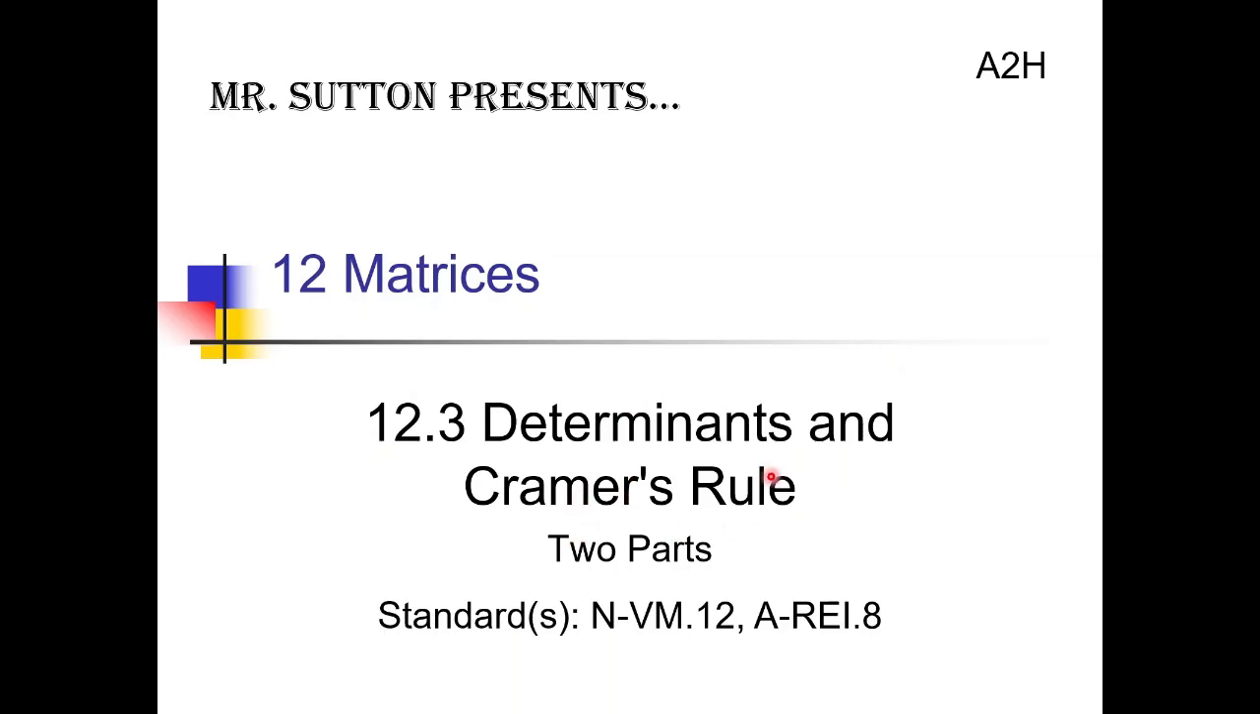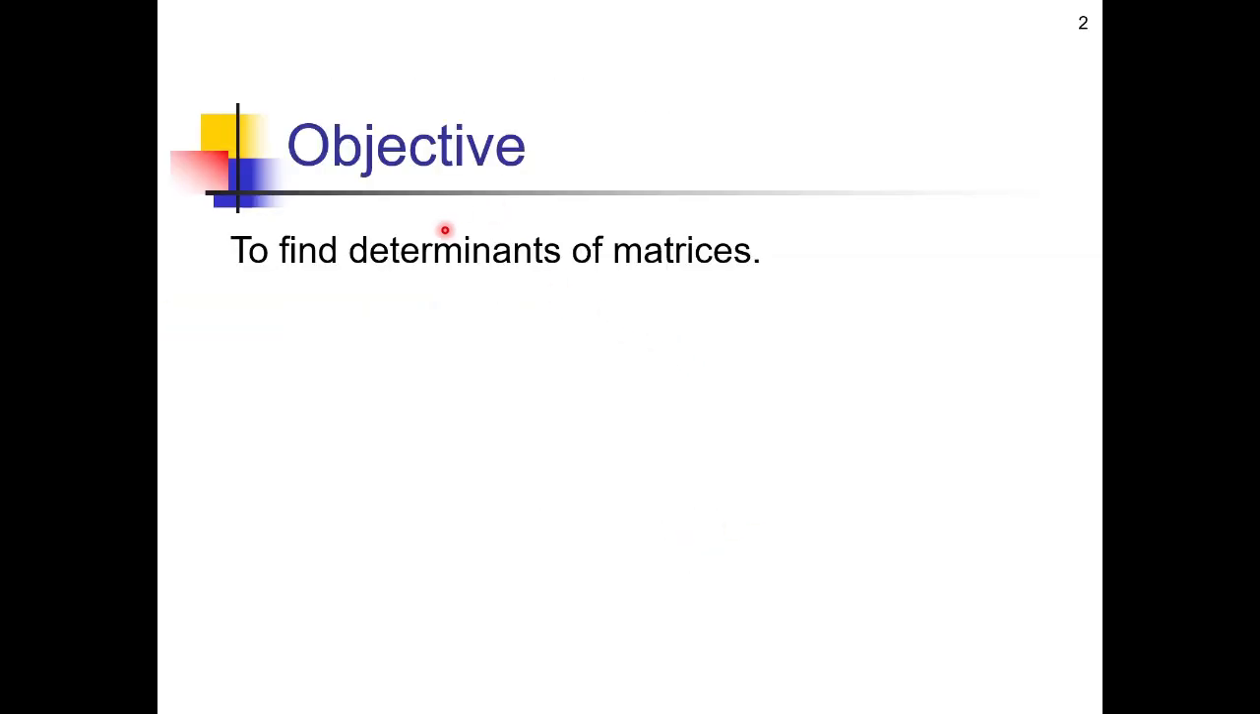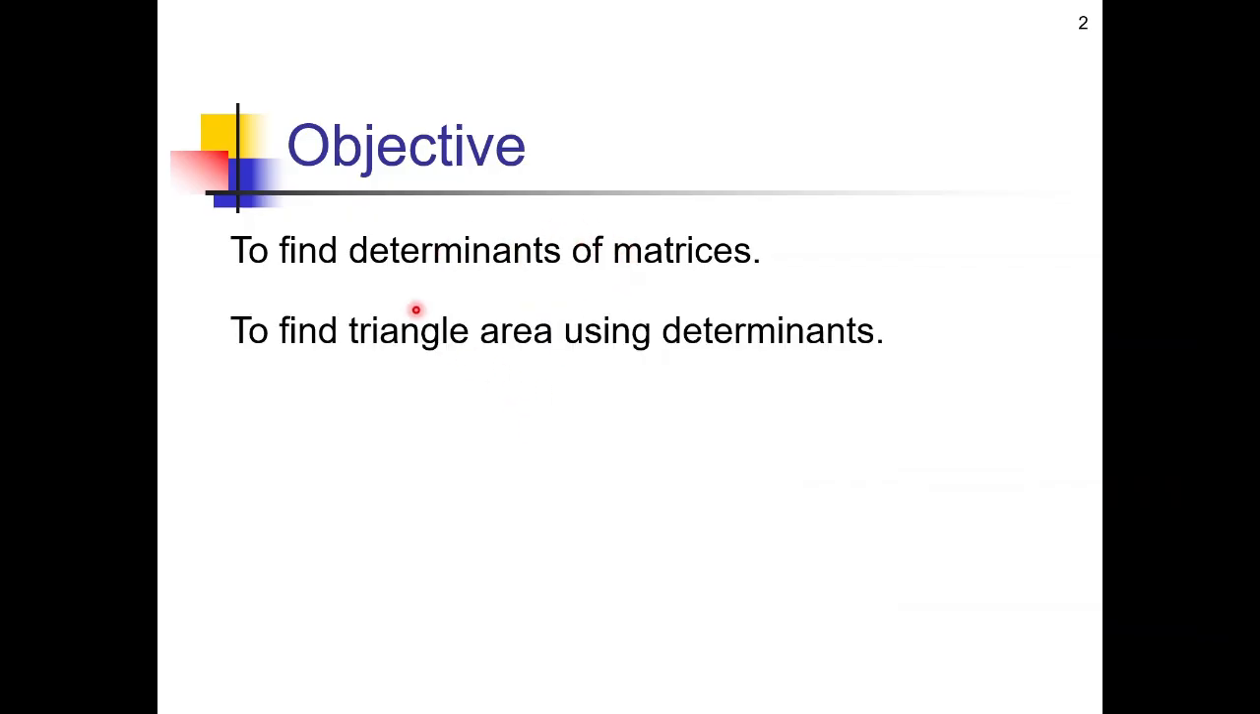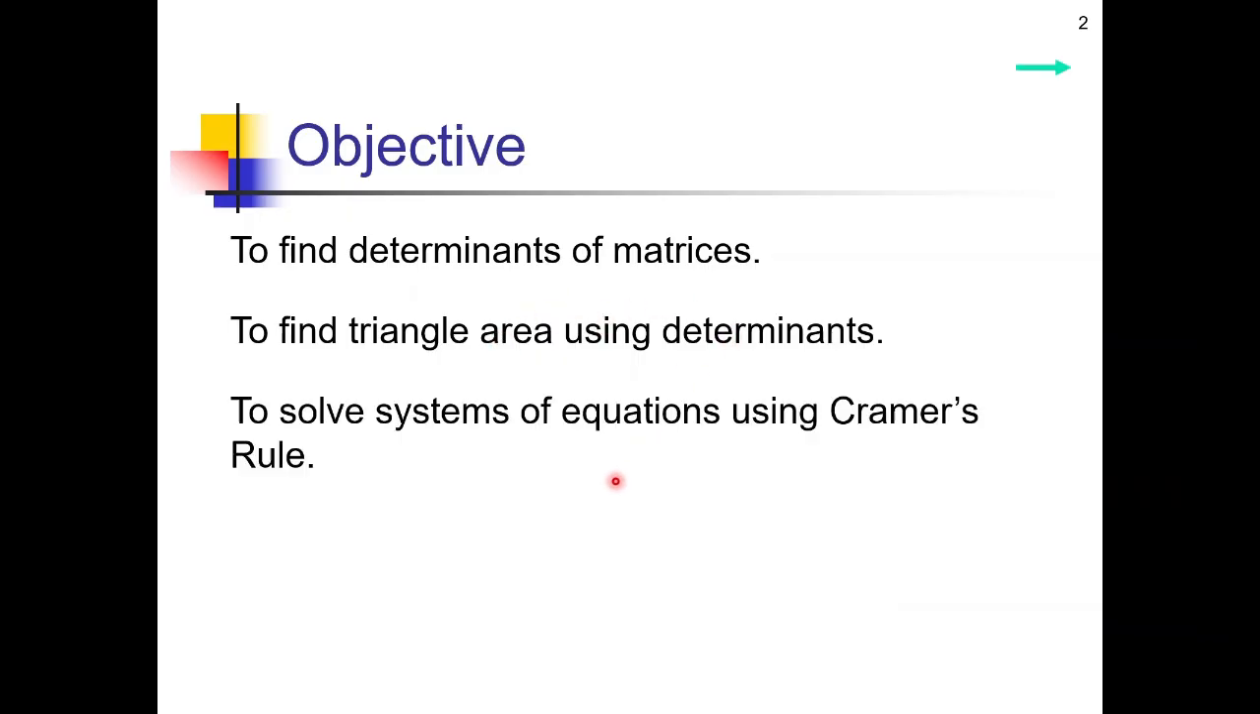This will be a two-parter. In part 1, we're going to be finding determinants of 2x2 and 3x3 matrices, and also figuring out triangle area using determinants. And then in part 2, we are going to use something called Cramer's rule to solve systems of equations. We'll even get to use the Desmos matrix calculator.